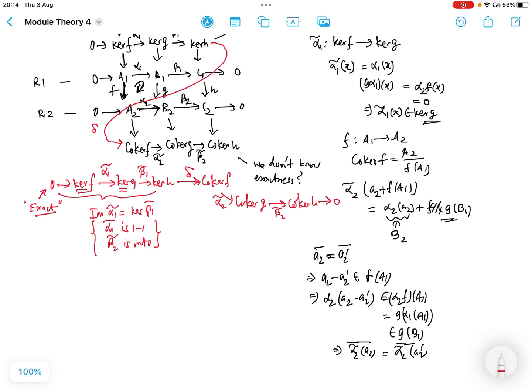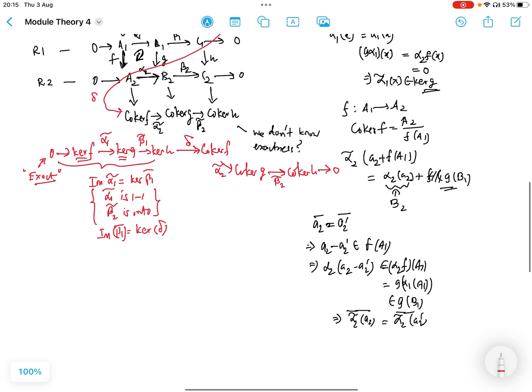Now, the main thing we need to show is that the image of beta 1 tilde coincides with kernel of this connecting homomorphism, and then again the kernel of alpha 2 tilde matches with image of this delta, and moreover image of alpha 2 tilde matches with kernel of beta 2 tilde. So we need to show all of them. Maybe I can leave these two things. These are not very difficult. So apart from that, we need to show four things.